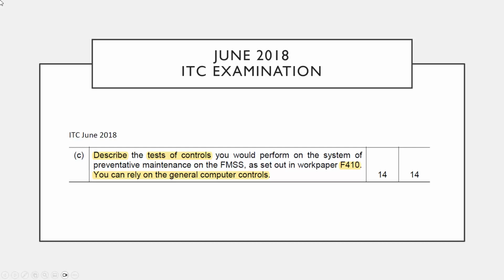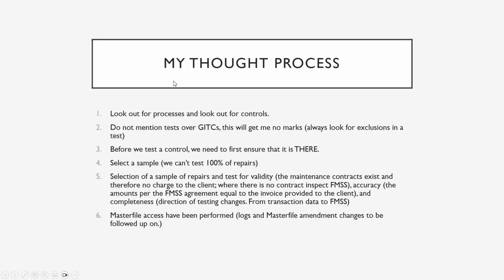Describe the tests of controls you'd perform on the system of preventative maintenance on the FMSS. Important: you can rely on the general computer controls. So what does this mean? Do not mention any controls over GITCs. This will get me no marks. So always look for exclusions in a test or exam.